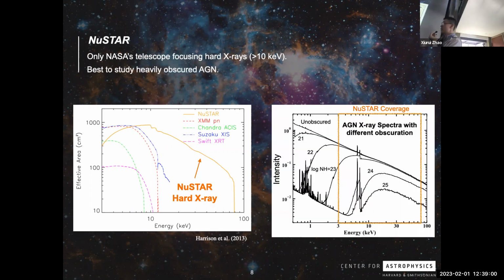Also, as I mentioned, X-rays are good for studying heavily obscured AGN. Here, I show the X-ray spectrum of AGN with different obscuration, from unobscured AGN to heavily obscured AGN. You can see clearly that for the heavily obscured AGN, the soft X-rays are heavily absorbed, and the majority of the photons are in the hard X-ray band. And this hard X-ray band is where NuSTAR has good capability, so NuSTAR is very good for studying heavily obscured AGN.